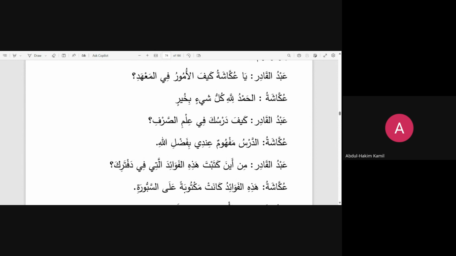Repeat after me. Kayfa darsuka fi 'ilm as-sarf? How is your lesson in the science of sarf? And this is what we're studying here. Sarf means to conjugate, to change. The place where you exchange your money is called a sarrafa. Money exchange is called sarrafatun. Sarf means to change.